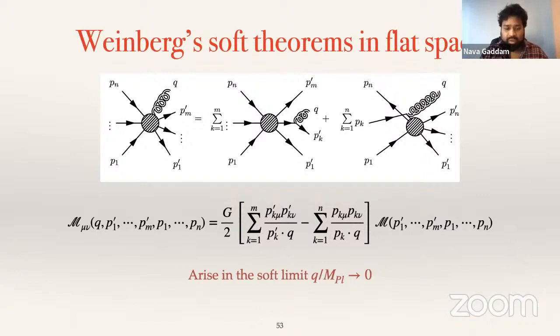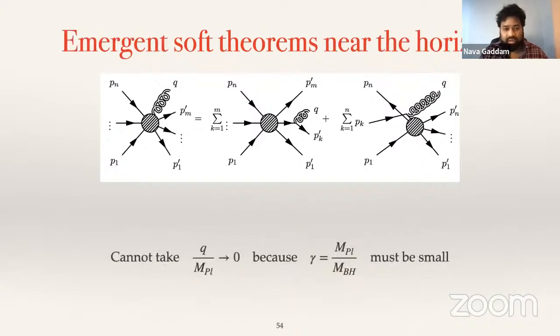the coupling constant. Now, when you have a black hole, you cannot naively take the q over M Planck to 0 limit, because we're working in the presence of a large black hole, where gamma, M Planck over M black hole, must be small. So you have to be careful when you take M Planck to be large, because as you take M Planck to be large, you also have to say what happens to M black hole such that gamma is somehow small. And you have to say also what happens with q over M black hole.